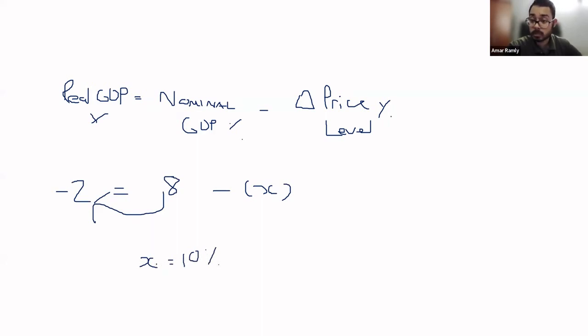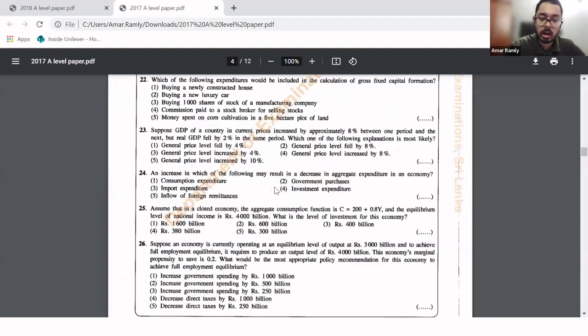The fact that it's positive tells you prices have risen. Risen by how much? 10%. So your answer is going to be 5. It's very important, not just here but in general, for you to understand the whole concept between real and nominal.